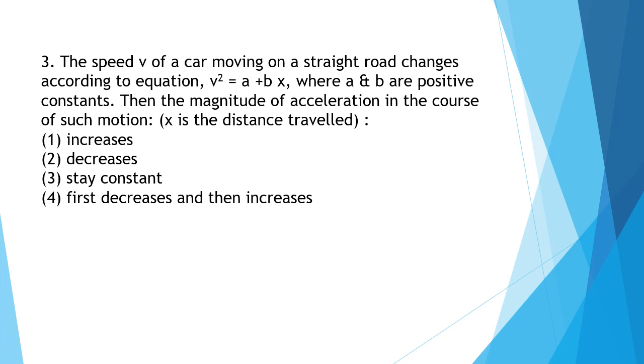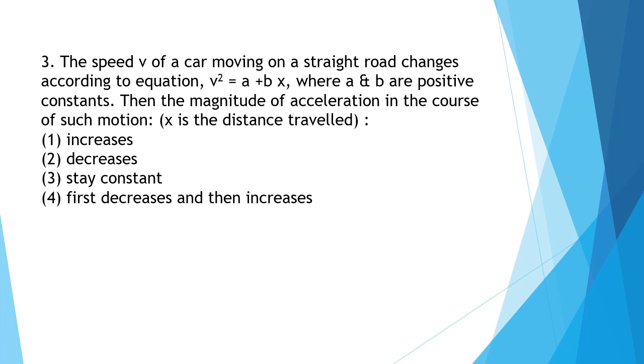Question 3. The speed v of a car moving on a straight road changes according to the equation v square is equal to a plus bx, where a and b are positive constants. Then the magnitude of acceleration in the course of such motion will be. And here x is the distance traveled. Now we know that acceleration is dv by dt, but here the equation is with respect to x and not with respect to t. So we'll have to modify the formula dv by dt in terms of x.